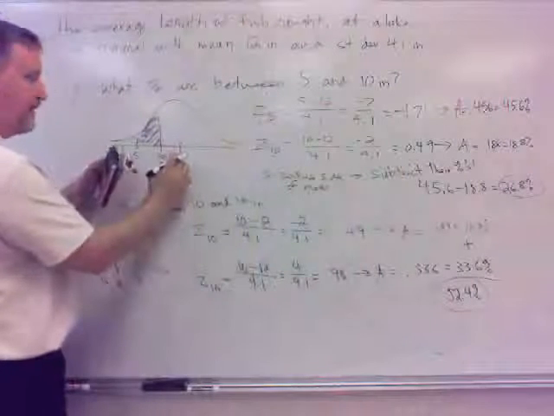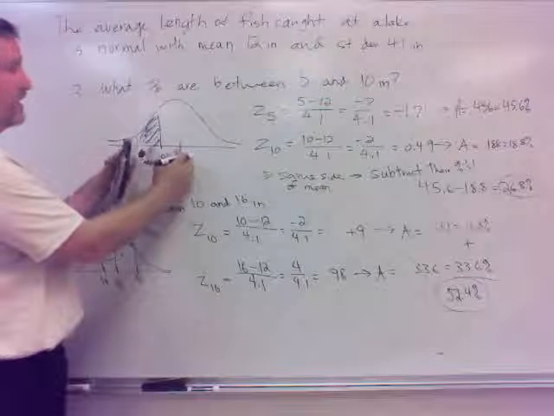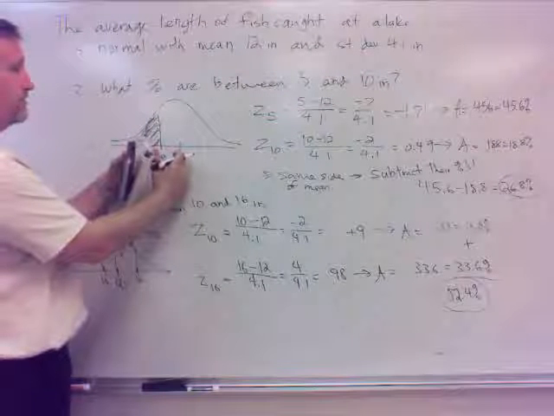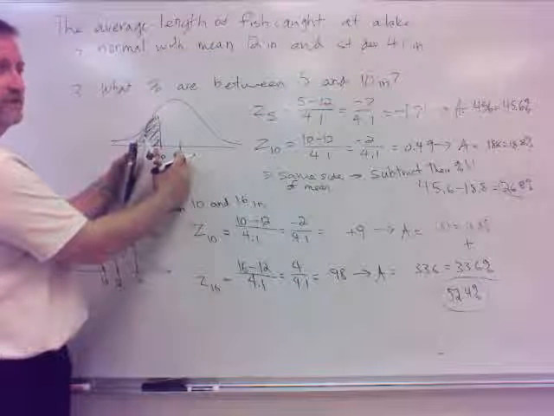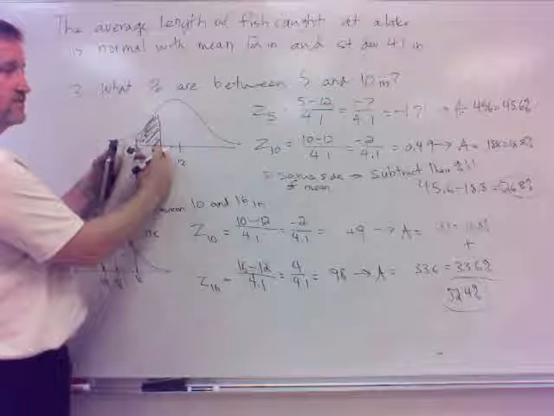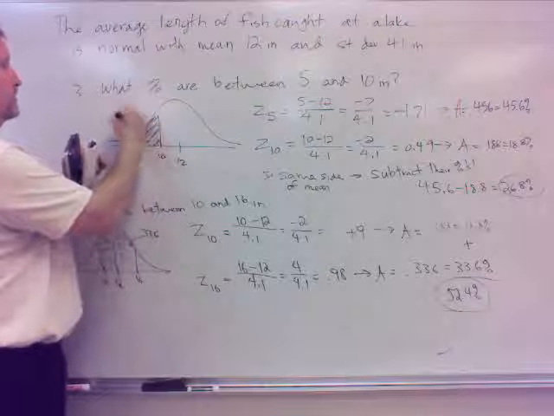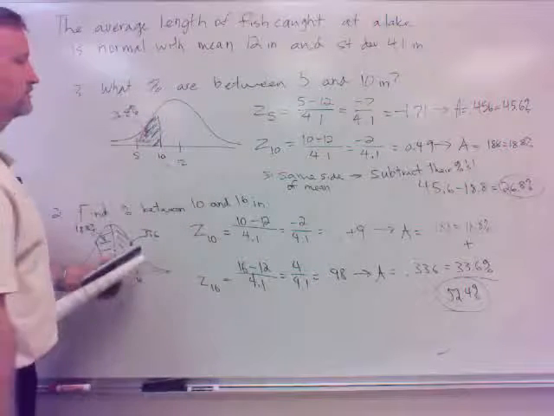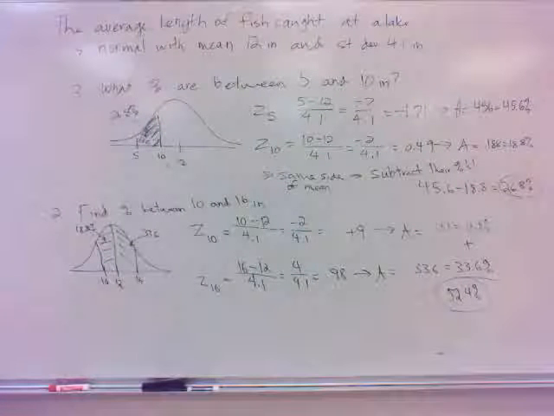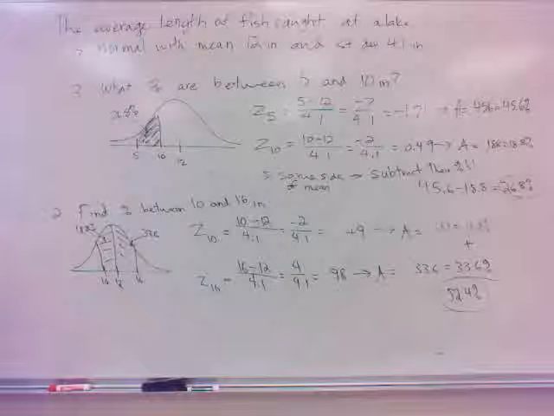I've got 45.6% between 5 and 12. I've got 18.8 between 10 and 12. So it stands to reason that between 5 and 10 is the difference of those two. So that piece right there is 26.8%. Okay? Got one more for you.